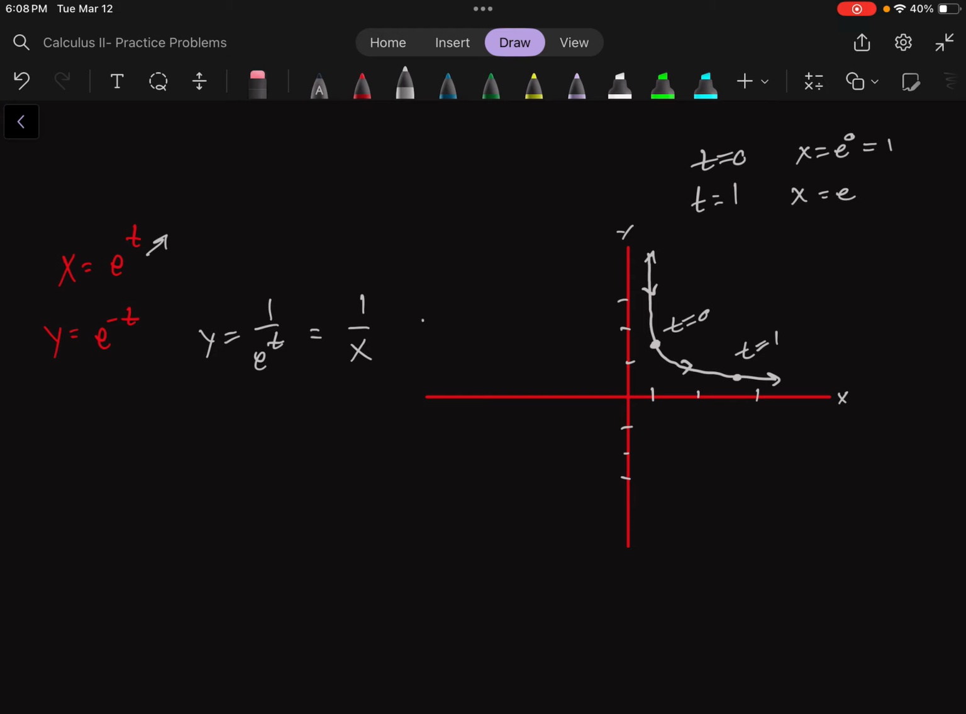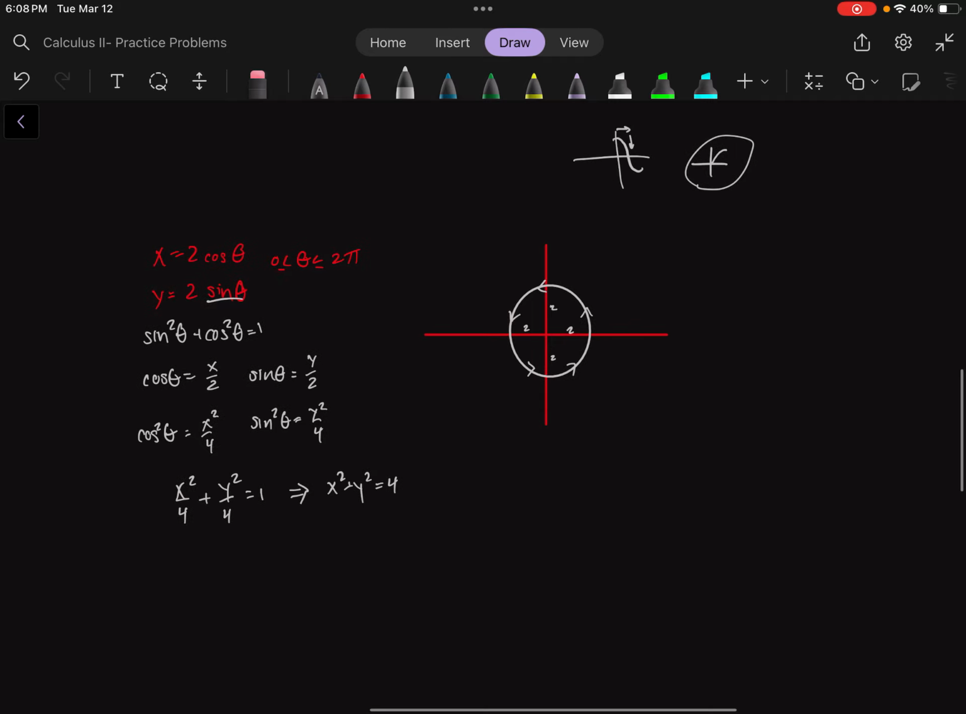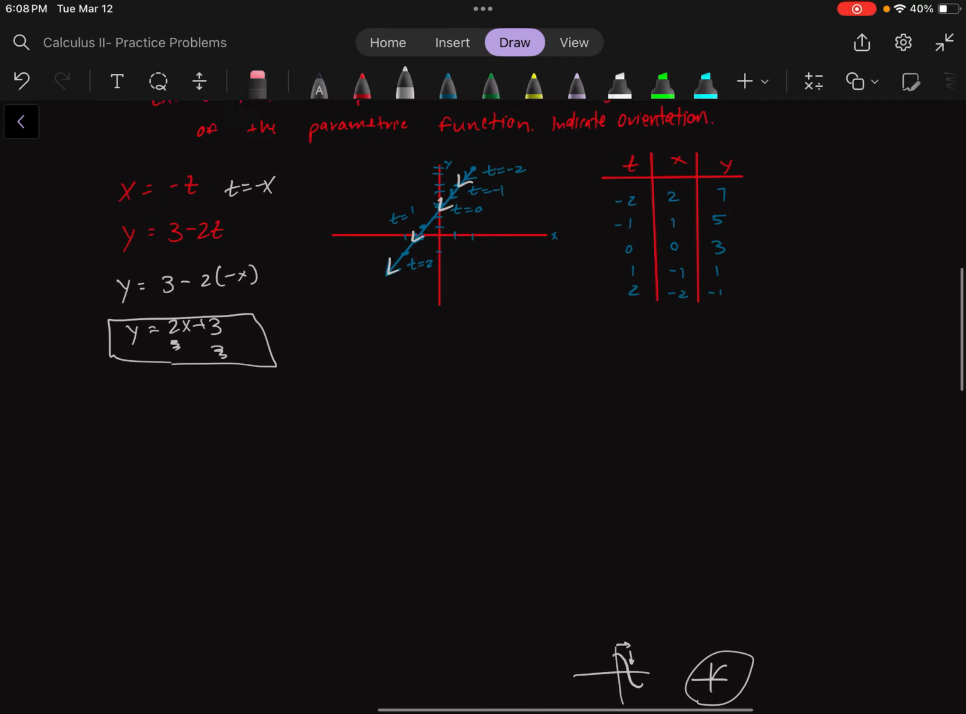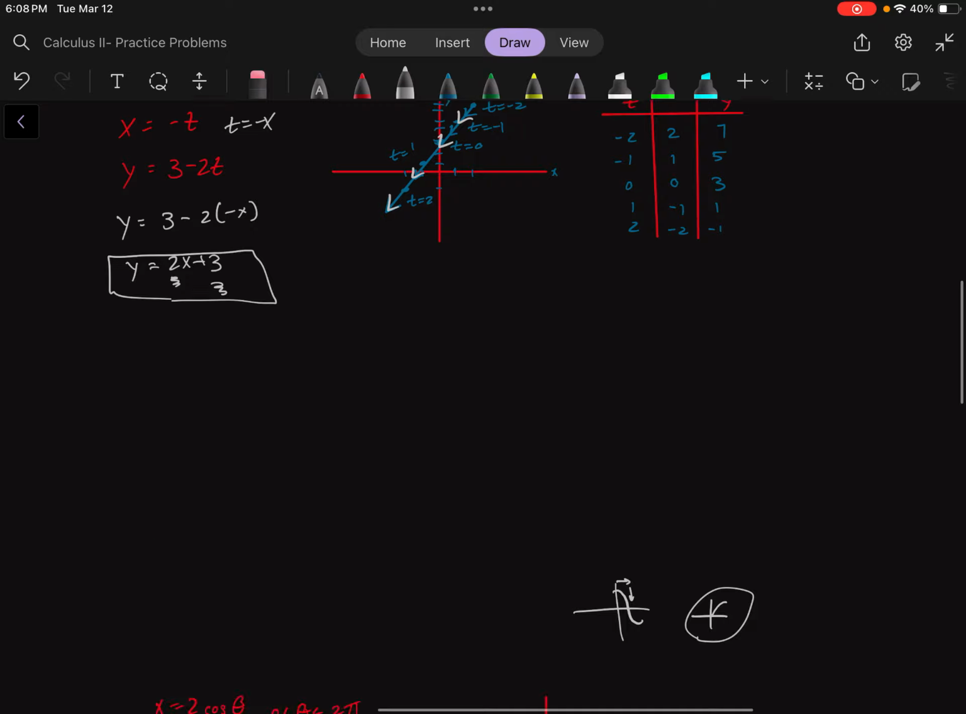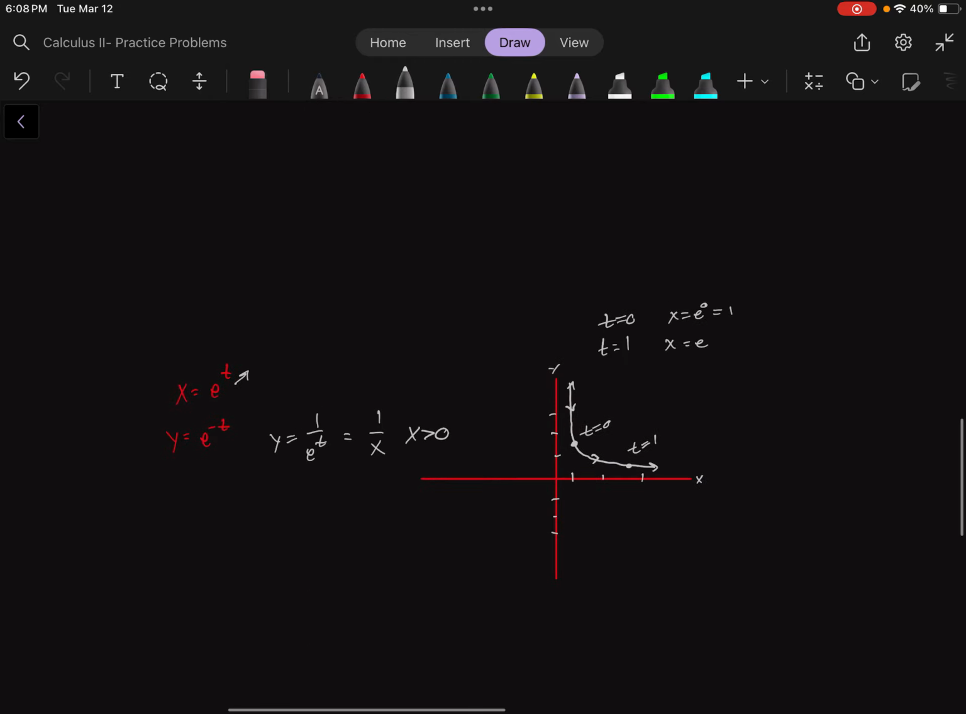In other words, we have to then put the bound on this parameter that y equals 1 over x, but x must be greater than 0. So that is how we indicate the orientation and eliminate the parameter with parametric equations. This isn't really calculus, though. We might have seen this in an advanced pre-calc class, but in the next video when we start doing calculus with parametric equations, we need to be good at these operations.